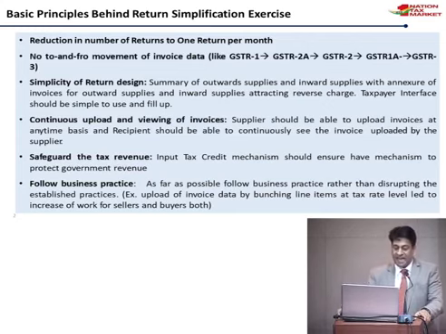Okay? Safeguard the tax revenue. The input tax credit mechanism should have mechanism to protect government revenue. Everything is to protect government revenue. No denial. We are for it, but we want simplification. Let's move forward. Follow business practice. As far as possible, follow business practice rather than disrupting the established practices. Now, example, they have said upload of invoice data by bunching line items at tax rate level led to increase of work for seller and buyers both together. This is what the first slide referred to.